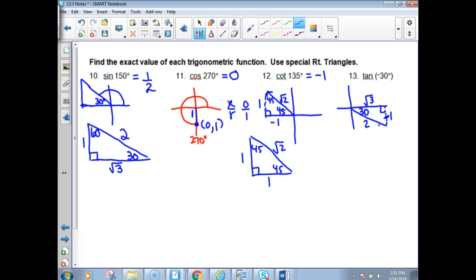Okay, this one will never be negative. It's always, the radius is always positive, R for radius, okay? You got to know if x and y are negative or positive. So this would be opposite over adjacent, negative 1 over the square root of 3, but I got to rationalize that. So that's going to be negative square root of 3 over 3.